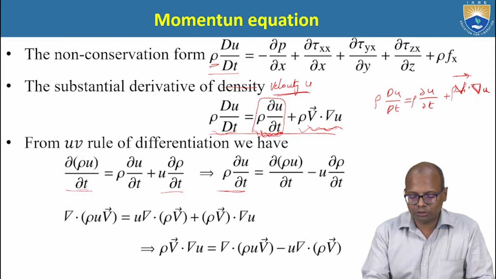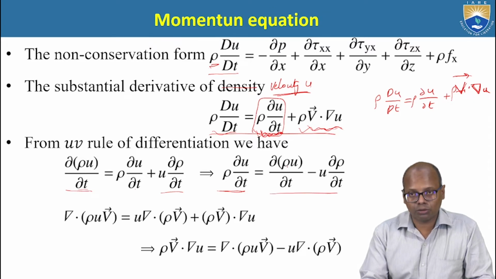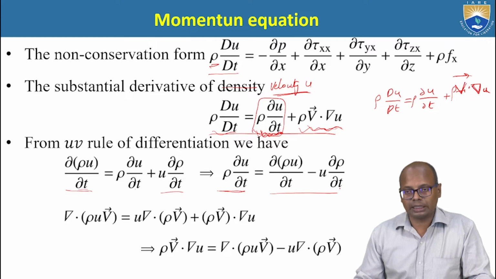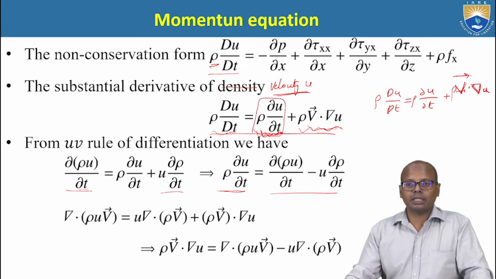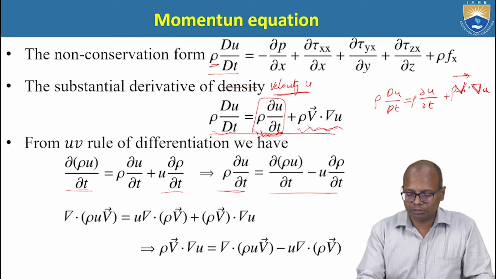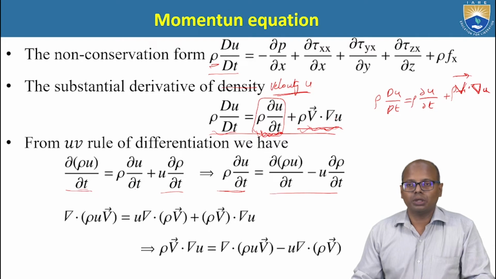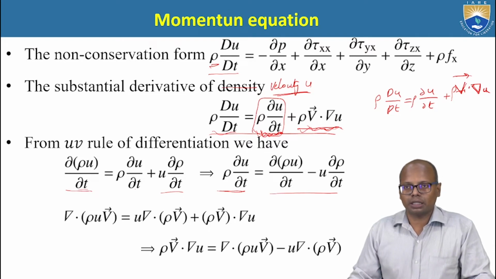So this ρ ∂u/∂t is equal to ∂/∂t of (ρu) minus u ∂ρ/∂t. So this is the one equation we got. What is the second term? The second term is ρ V̄ · ∇u. Now, is there any other UV rule applied for this?